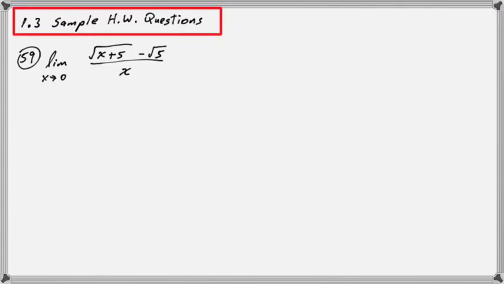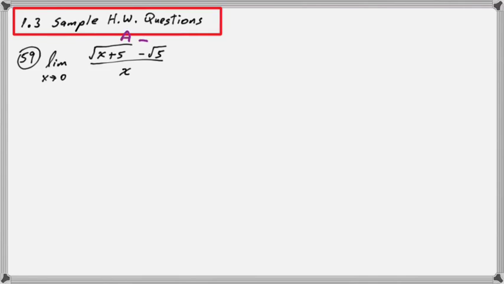Okay, this is just a sampling of questions from the 1.3 homework questions in AP Calculus AB. If I put a 0 in, it gives me 0 over 0. Radical 5 minus radical 5 is 0 over 0. I can't factor and cancel. There's no common denominator because you don't have a fraction and a fraction. I can't do direct substitution because I just tried it. That only leaves one thing, and that would be rationalizing.